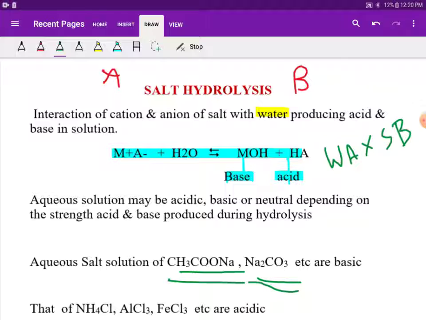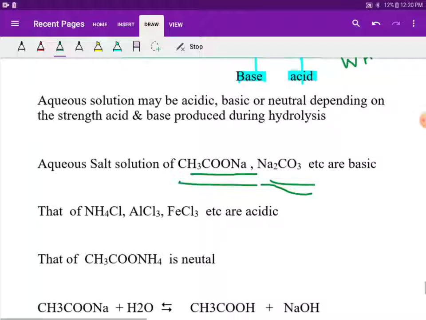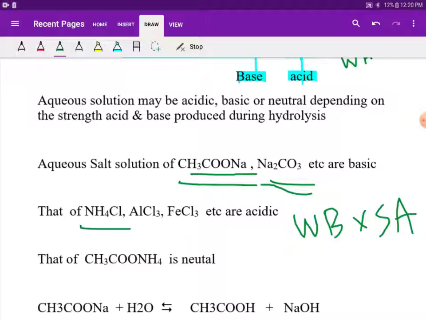And third is the salt of a weak base and a strong acid. Examples: ammonium chloride, aluminum chloride, ferric chloride, etc. And finally, the fourth is the salt of a weak acid and a weak base. Both are weak. Example, ammonium acetate.